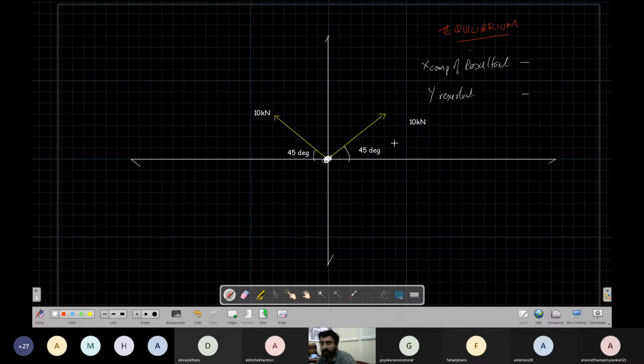When you have images, it is always easier to find the resultant. For a problem, you have to try and make images like this. Further we will know that this kind of image is known as a free body diagram. It is not a completely free body diagram, I will tell you about it, but the idea is that this kind of image is very important. So this is 45 degree, this is 45 degree, this is 10, this is 10. Tell me what is the x component and what is the y component of the resultant.